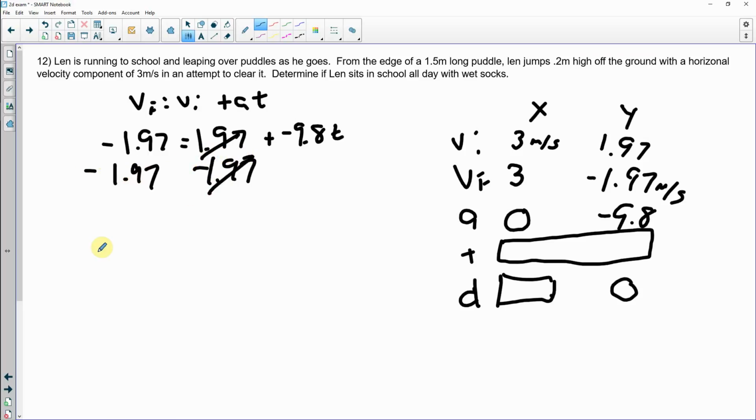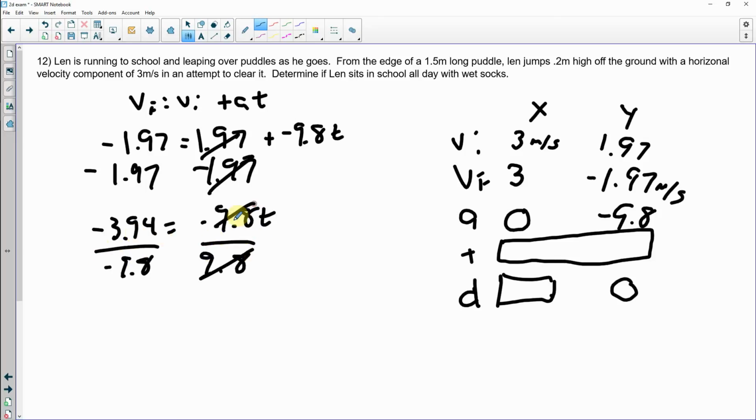So those go away, and I'm left with negative 3.94 equals negative 9.8t. And then I'm going to divide both sides by negative 9.8. Those go away. I'm left with t equals negative 3.94 divided by negative 9.8. I should end up with a time of 0.402 seconds.